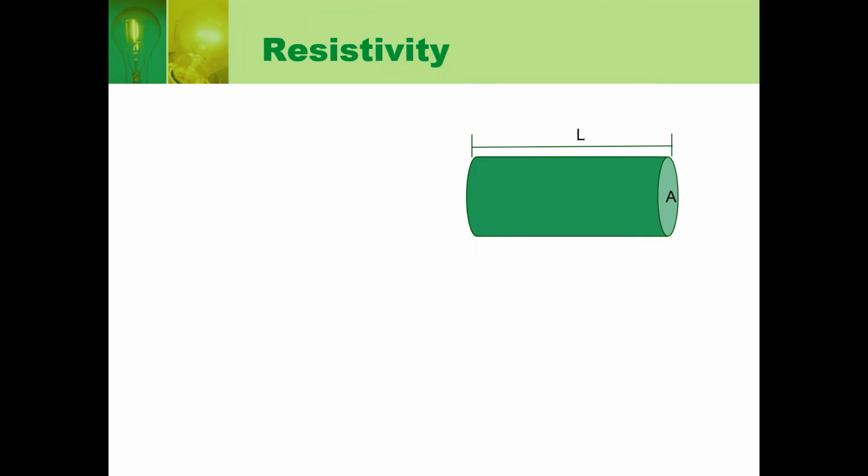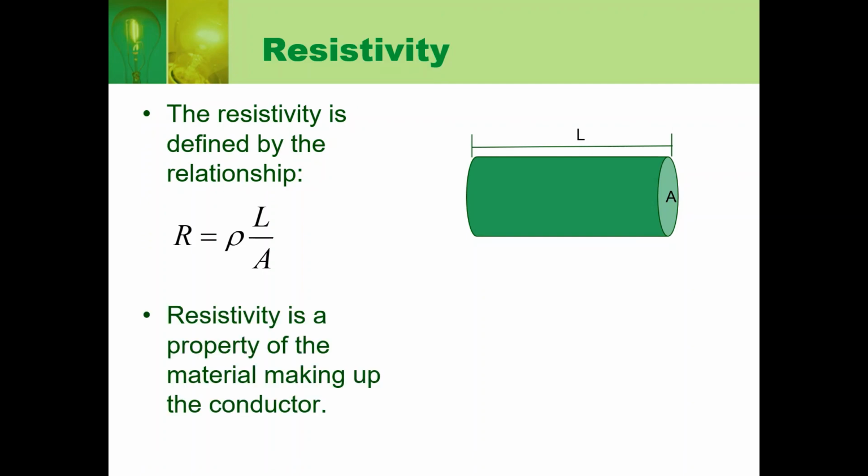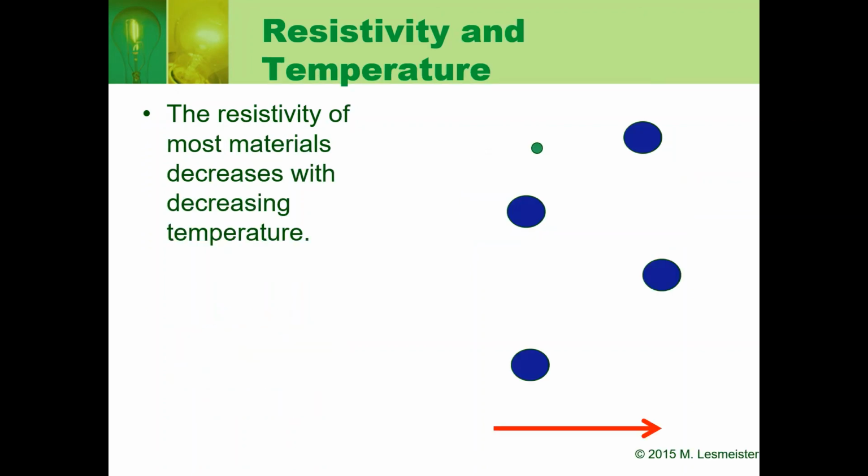We combine all three of these factors in a formula that defines a quantity called the resistivity of a given material. The formula is: the resistance of a conductor is equal to its resistivity, abbreviated by the Greek letter rho, times the length of the conductor divided by the cross-sectional area of the conductor. The resistivity is a property of the material making up the conductor. The resistivity of a given material depends on the temperature. Most materials have less resistivity the lower the temperature.